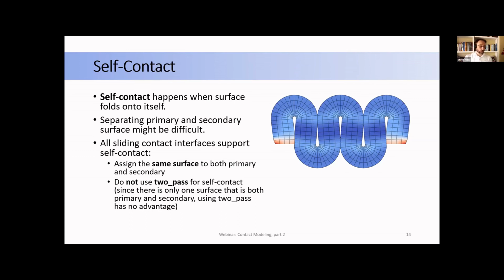One word of caution is do not use the two-pass method for self-contact. What the two-pass flag usually does is it runs the contact algorithm twice, where it flips the secondary and the primary surface. Since the primary and secondary surface is the same in this case, the two-pass flag will not do anything except slow down the model. So that's the only thing that I would recommend: make sure that the two-pass flag is off.